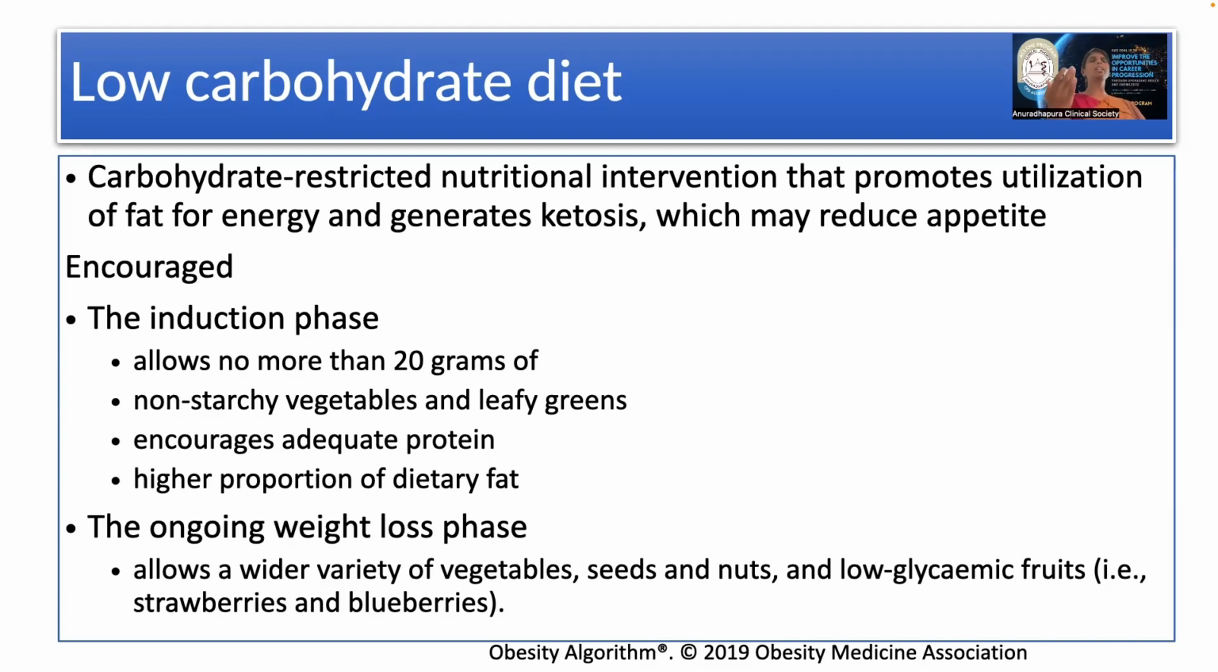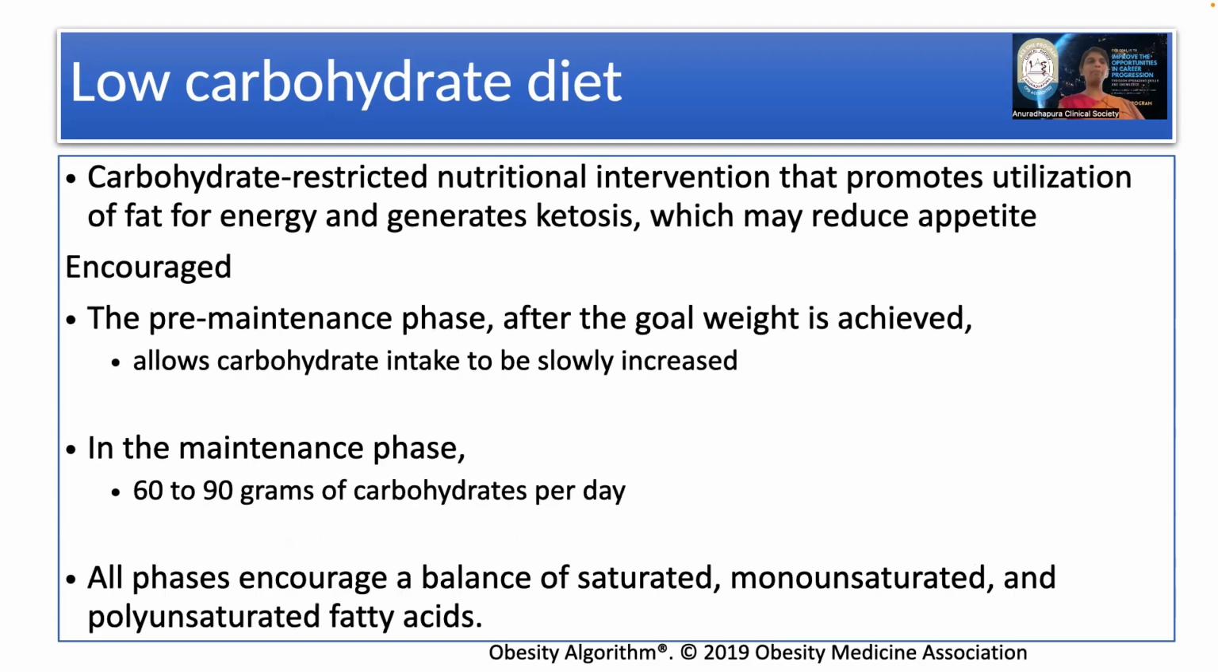Then, in the ongoing weight loss period, again, a wider variety of vegetables, seeds, nuts, and low glycemic fruits. That means berries. In Sri Lanka, we can use veralu, ladies' fingers, just like naran, just like those fruits, not banana or mango. All those fruits have a high glycemic index, so we can't use those fruits. Then the pre-maintenance phase means, with that, we can achieve our weight loss goal.